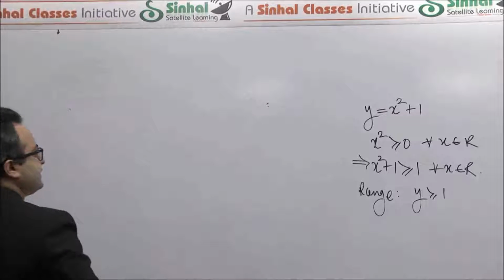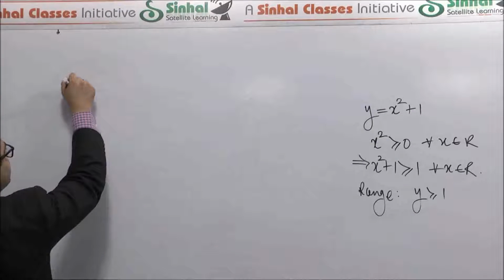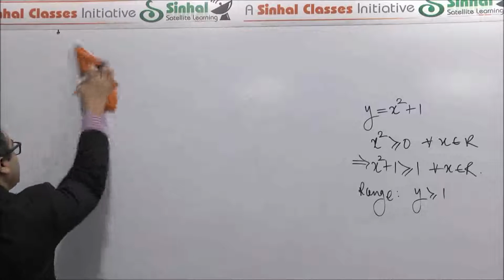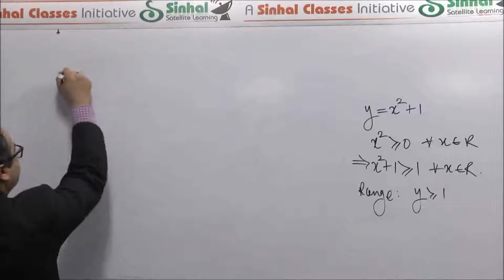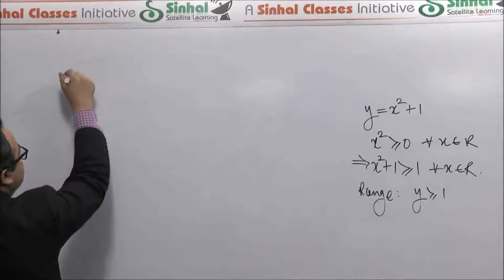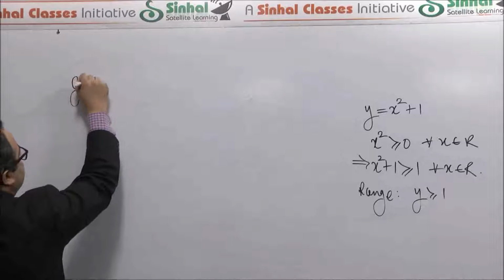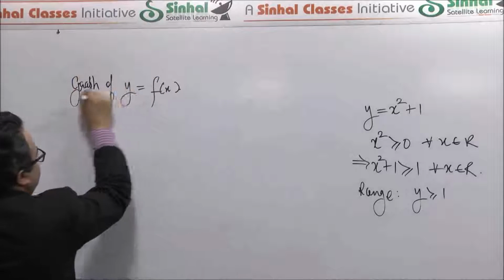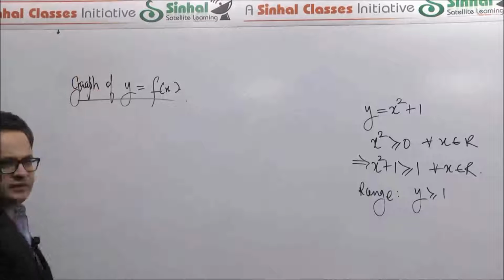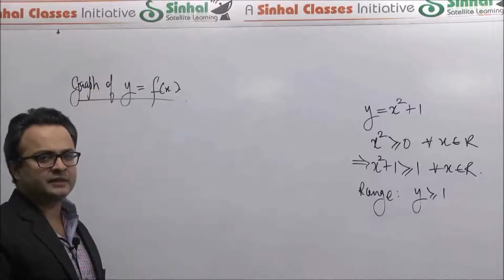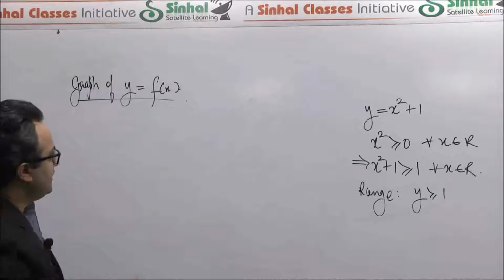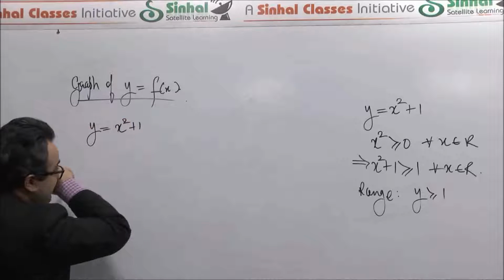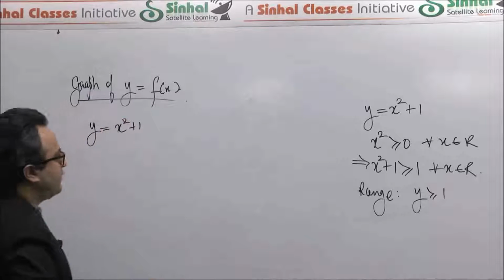And just one last concept in the context of functions that you want to look at is something known as the graph of a function. Graphs are something which you are familiar with from your junior standards also. So just through a simple example, we want to understand what we actually mean by the graph of some function y equal to f of x. So let's take a simple example. Suppose we consider this function y equal to x squared plus 1.